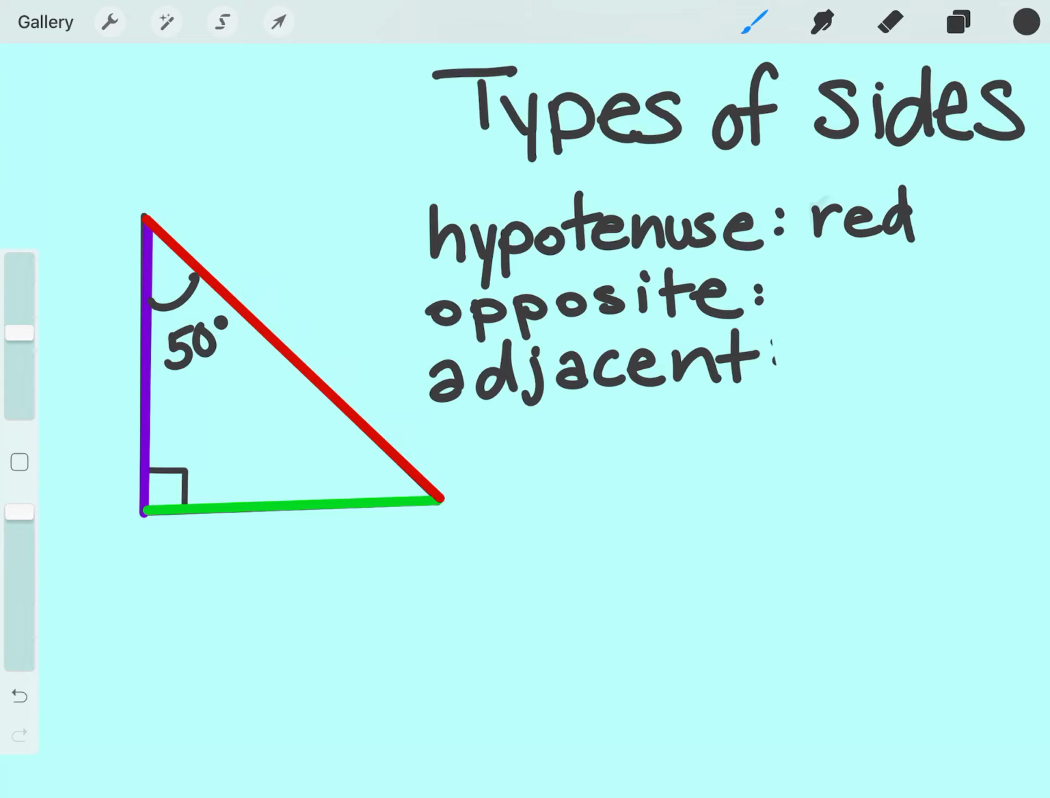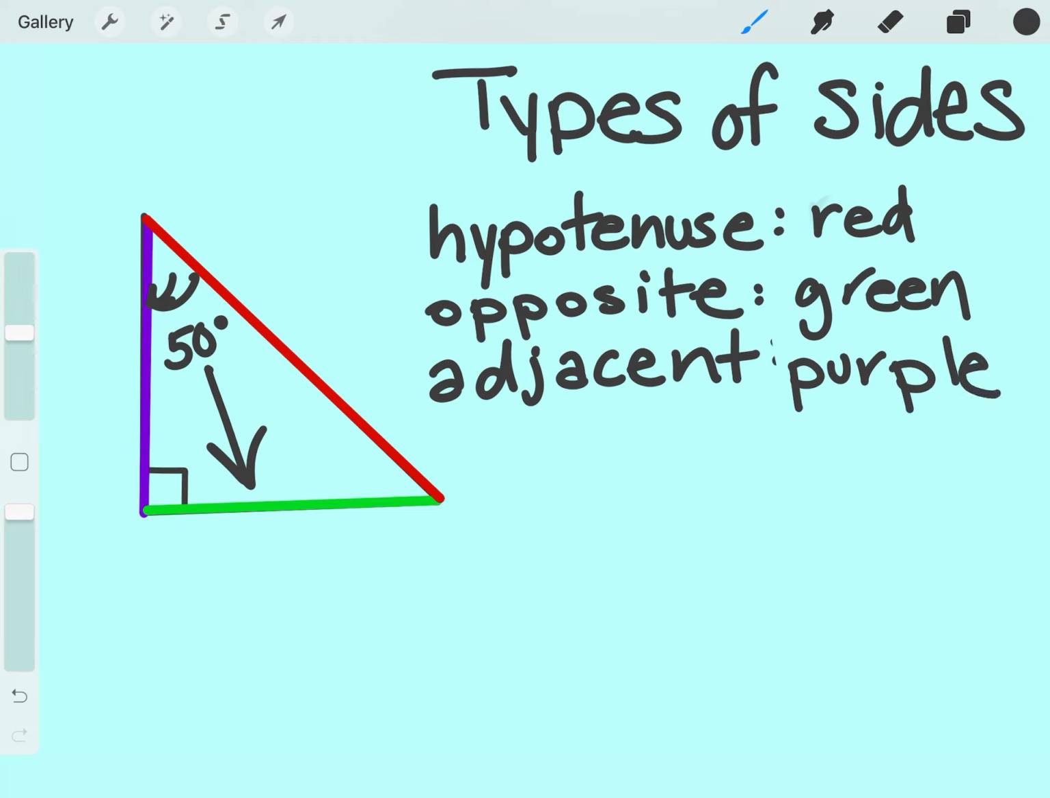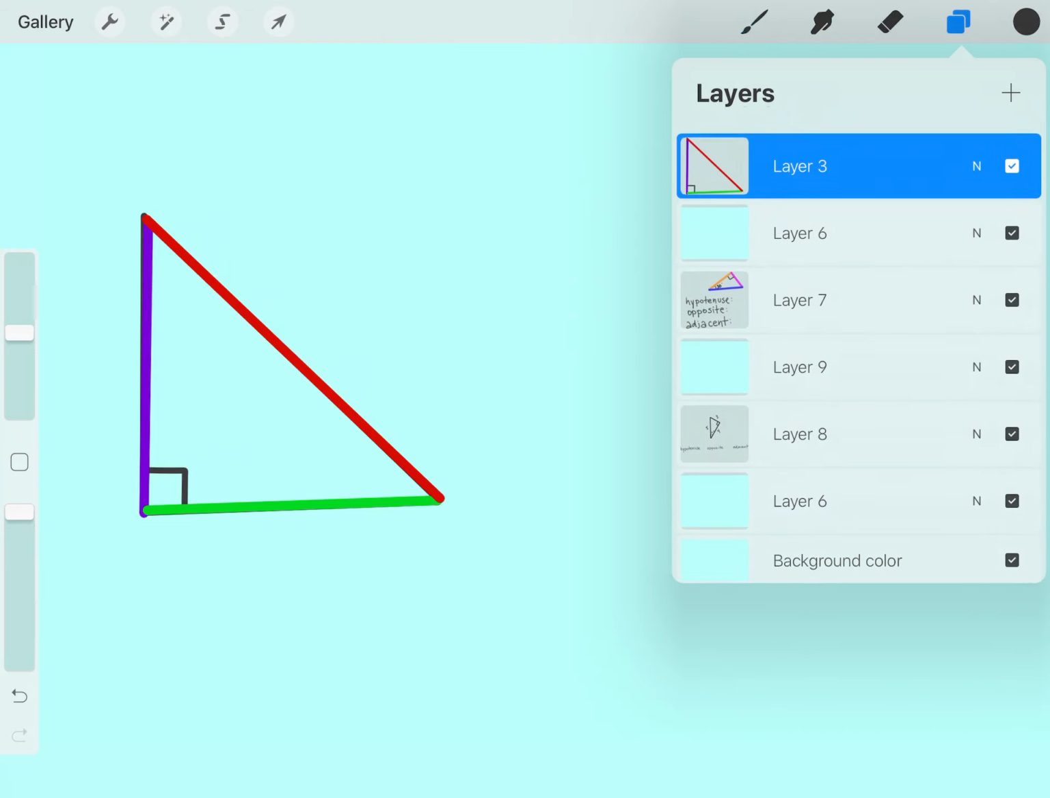And now, what side is opposite? And what side is adjacent to that 50-degree angle? Because now we're dealing with this top angle instead of the 40-degree angle, the side opposite the 50-degree angle is the green side, and the side adjacent to it is the purple side. So now let's see if we can do that without me talking us through it anymore. We're going to go to some practice.